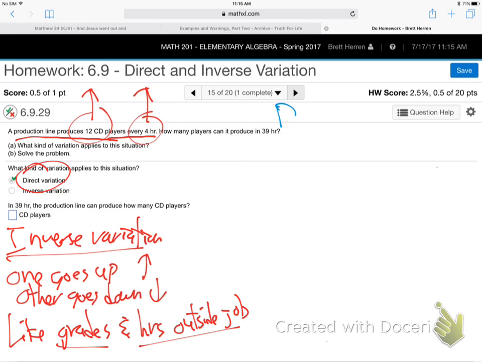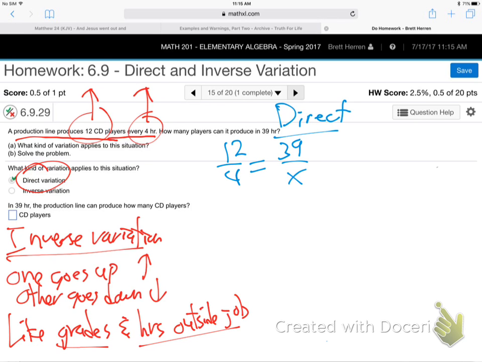So it's direct. So 12 over 4 is 39 over x. Solve for x. That makes sense? Two equal fractions? That's wrong. What's wrong about what I just did up there? Yeah, the fraction on the right is upside down. So that will mess you up. You got to make sure you're consistent.